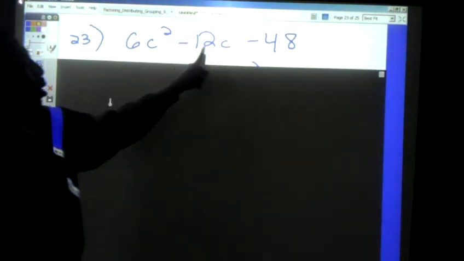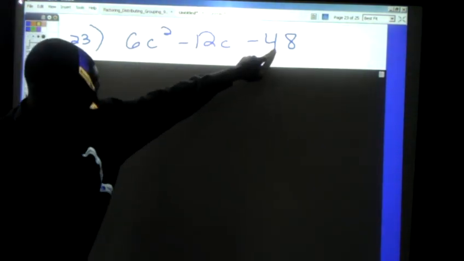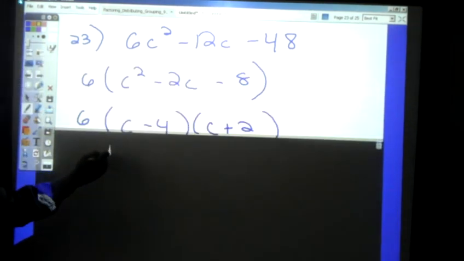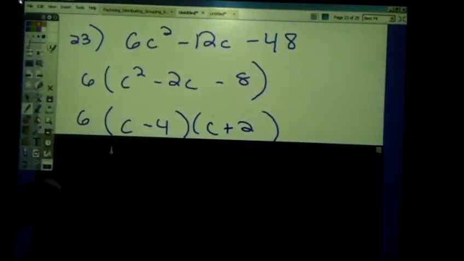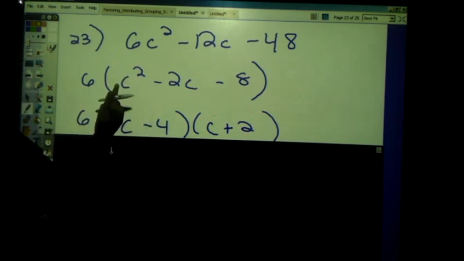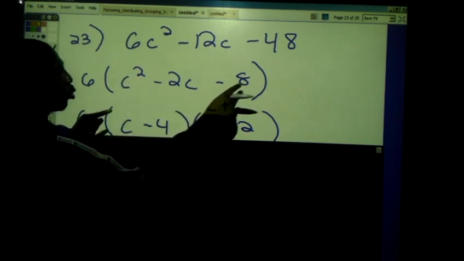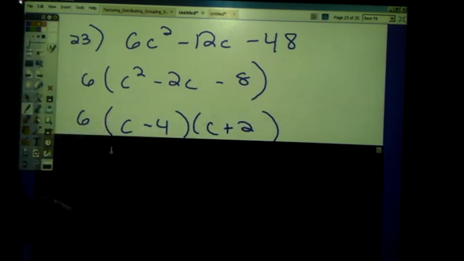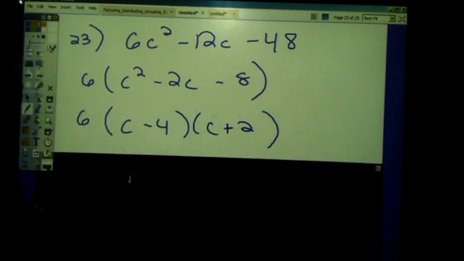Now, I can make this smaller. Before I arc and stick it, 6 goes into all of these. So I pull out a 6. Then I do my arc. Then I don't even have to do arc and stick it because this is 1 now. So I just find two numbers that multiply to equal -8 and add to equal -2. That's minus 4 and plus 2.